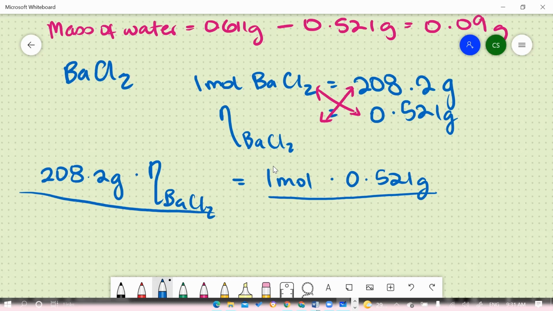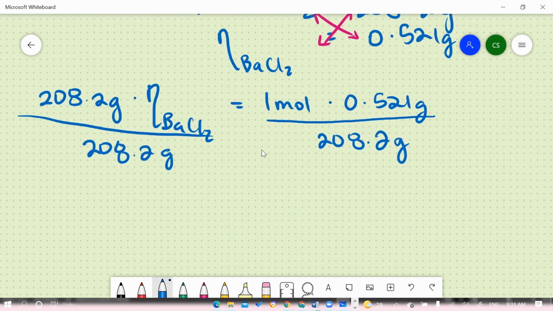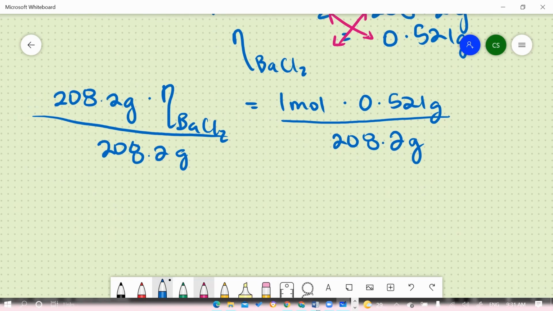What are we going to divide by? We're going to divide the 0.521 grams by 208.2 grams. Okay, very good. So that cancels that.